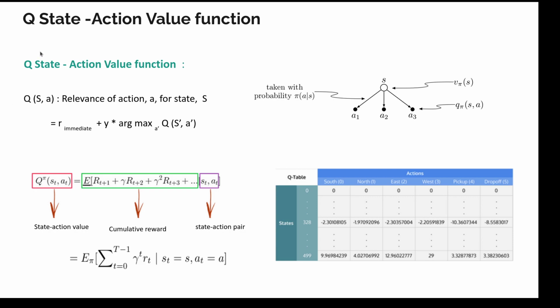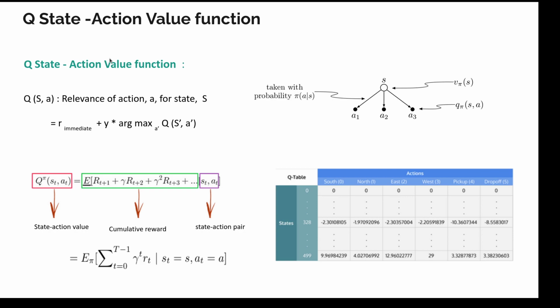Any doubt, any question you may have, put it there, no issue. So this is the state action value you are calculating in terms of cumulative reward, and you are putting the state-action pair. Okay, fine. Everyone understood what is the Q(s,a) and how it is being calculated.